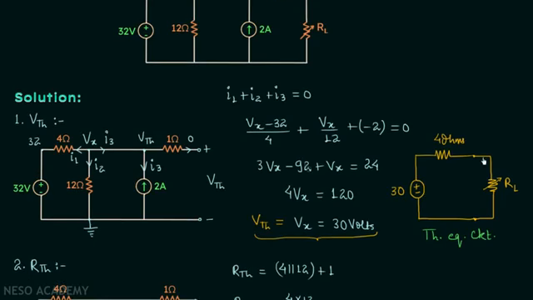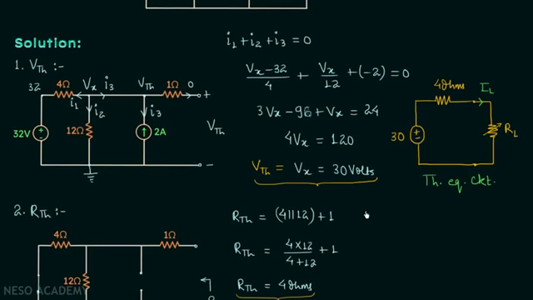So first we will assume the current flowing through RL to be IL, and in case number 1, when RL is equal to 6 ohms, we will have IL equal to 30 volts divided by 4 plus RL, which is 6. So IL is equal to 30 divided by 4 plus 6. So we have 3 amperes.